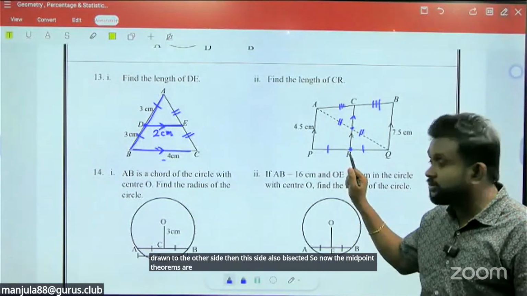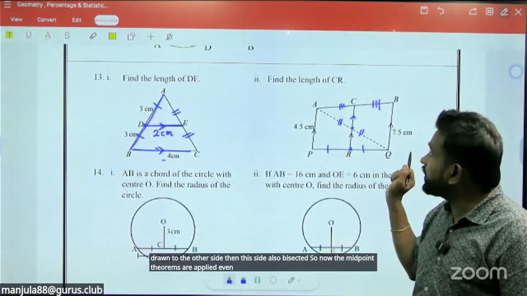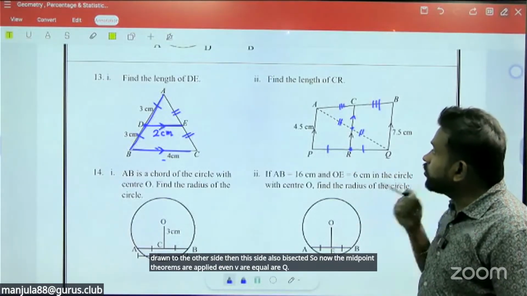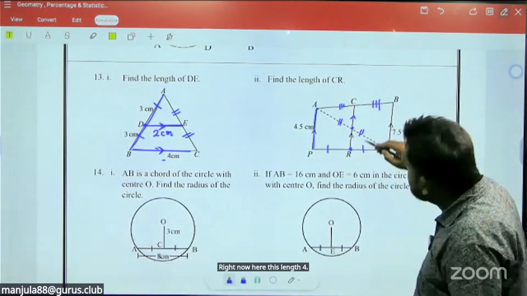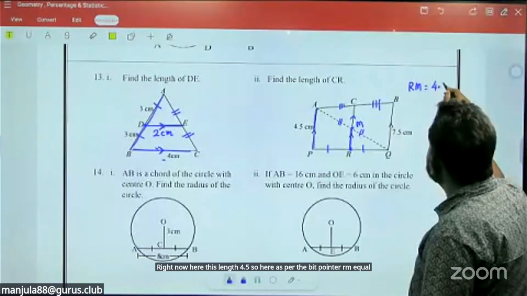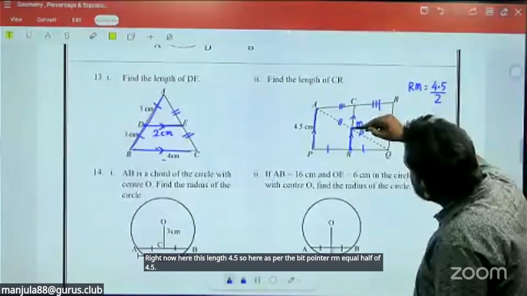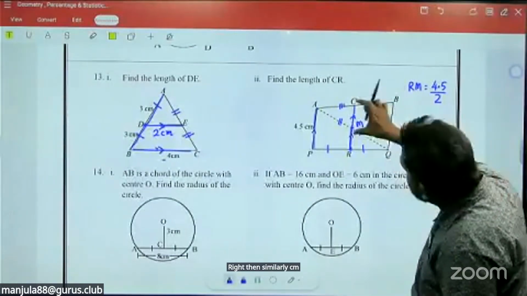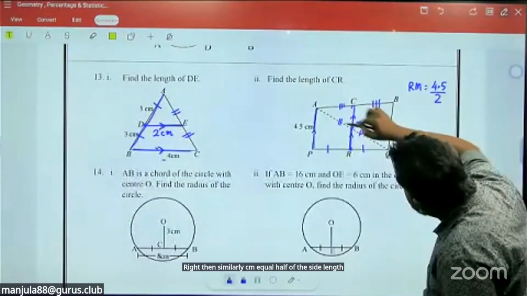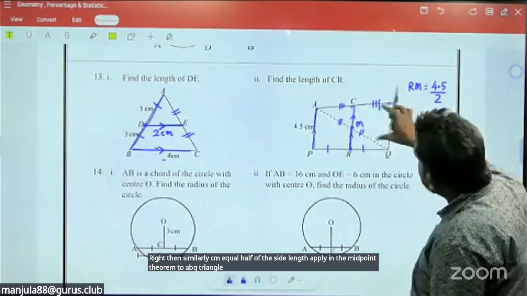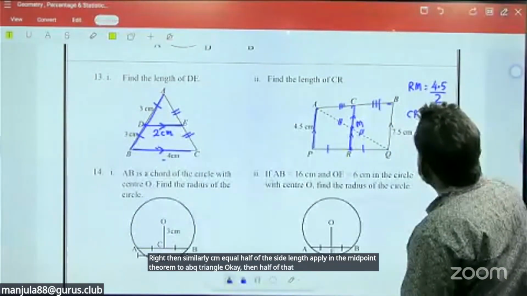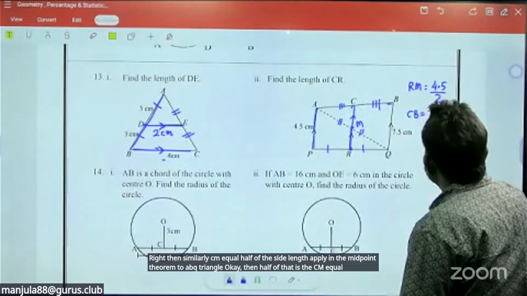So now the midpoint theorems are applied. Even here, PR equal to RQ has to be given. Right, now here this length is 4.5. So here, as per the midpoint theorem, RM equals half of 4.5. Similarly, CM equals half of this side length, applying the midpoint theorem to triangle ABQ. Then CM equals half of 7.5.